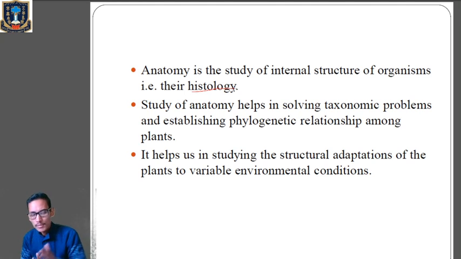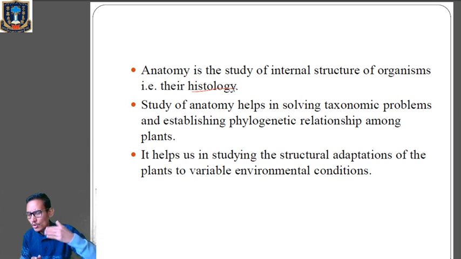Next, it helps us in studying the structural adaptations of plants to variable environmental conditions. What are the particular features in a plant that help it adapt, adjust and grow in different climatic conditions, that we can study with the help of anatomy. These are a few significances of anatomy. Besides that, anatomy also helps in pharmacognosy, the branch of science which deals with the study of sources, characteristics, and possible use of medicinal substances. We have different uses of anatomy, but I have taken just a few examples.